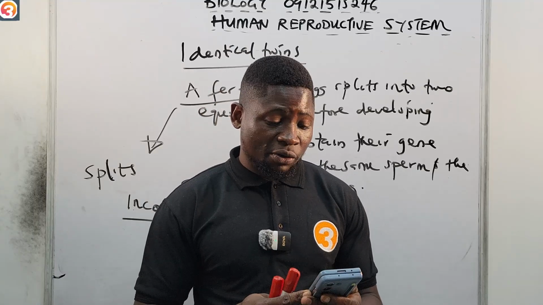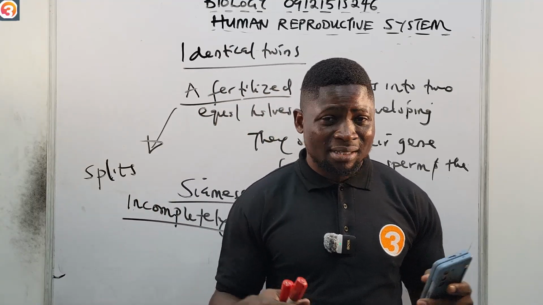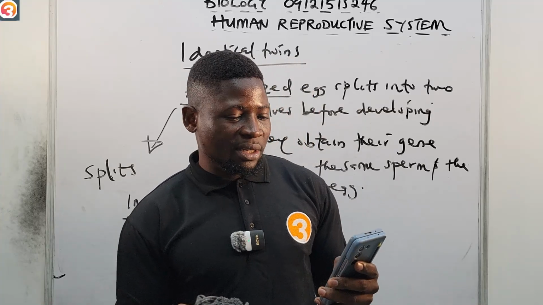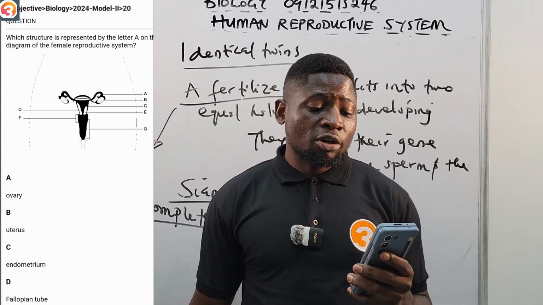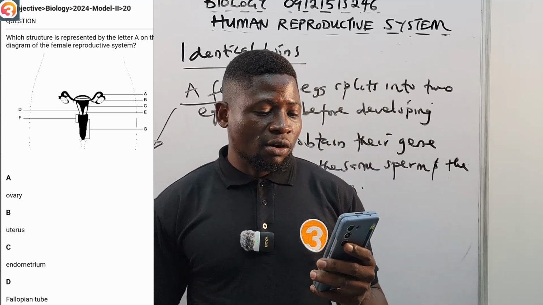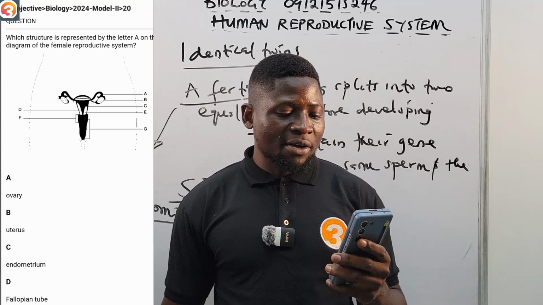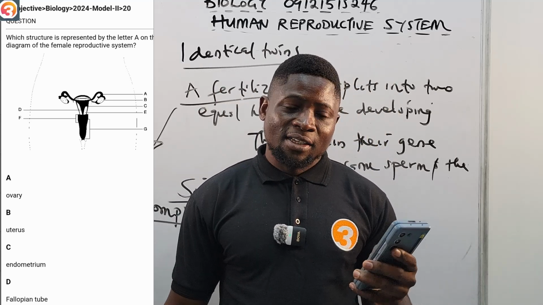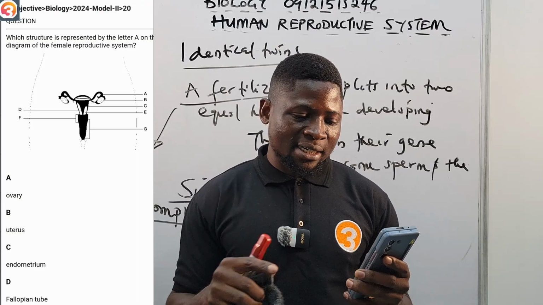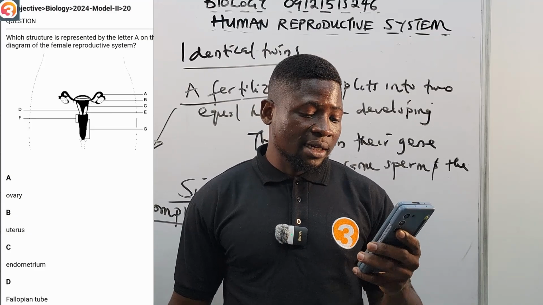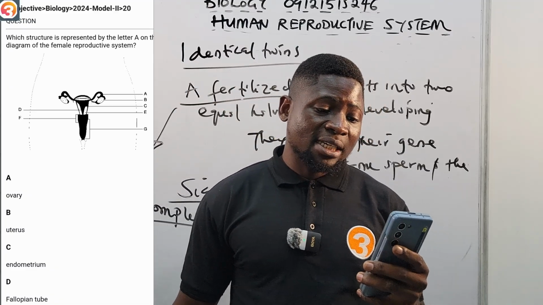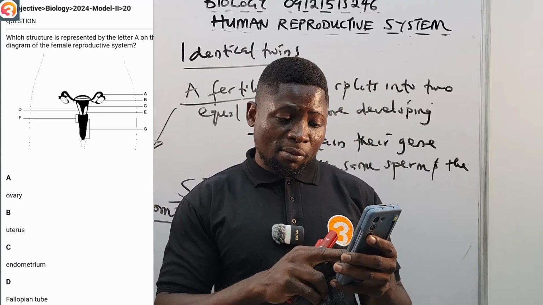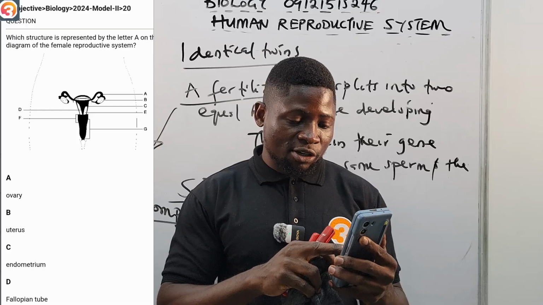Let us quickly look at the questions we have. You will answer them because right now I've taught you, so it has become easy. Biology 2024, number 20 says, which structure is represented by the letter A on the diagram of the female reproductive system? All right, at the top part, you should know already. A says ovary, B says uterus, C says endometrium, D says fallopian tube. Tell me the answer in the comment section. Don't just say A, say number one is A, B, C, or D.